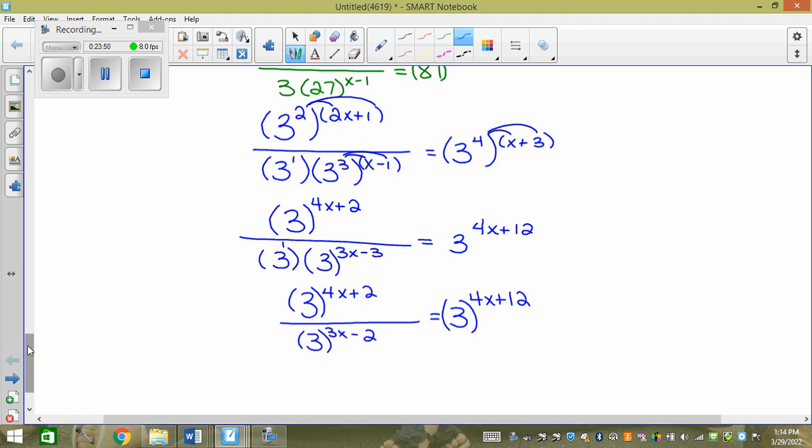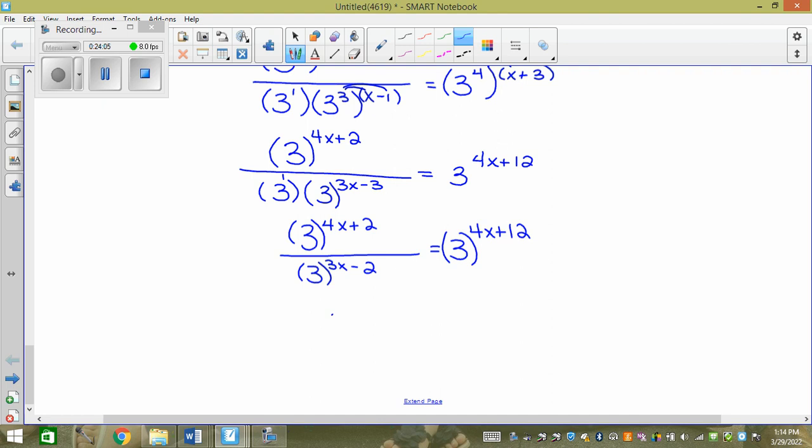I can only drop the 3's off if I have 3 to an exponent equals 3 to an exponent. Do I currently have that? No. This side's still a problem. What do I have to do with this side? The side of the left side. Subtract. So I'm going to get 3 to the 4x minus 3x is x. 2 minus a minus 2 is actually plus 4.